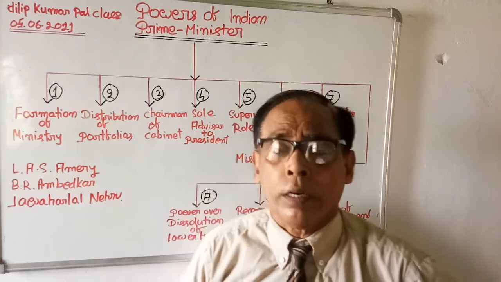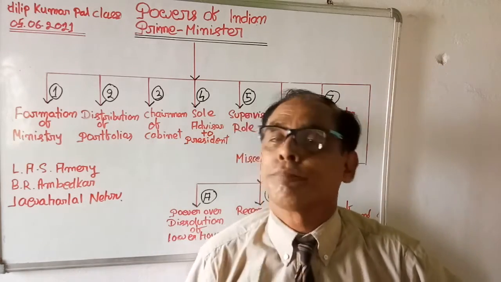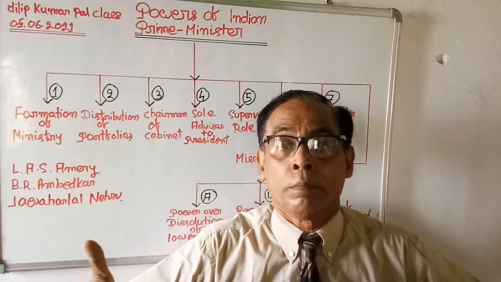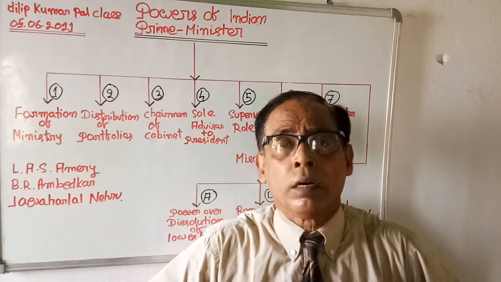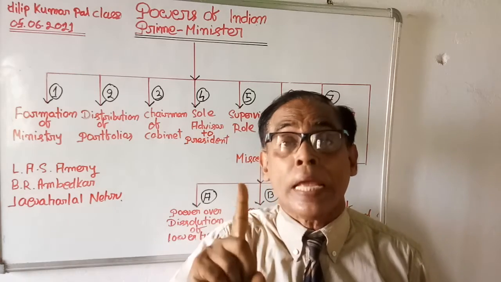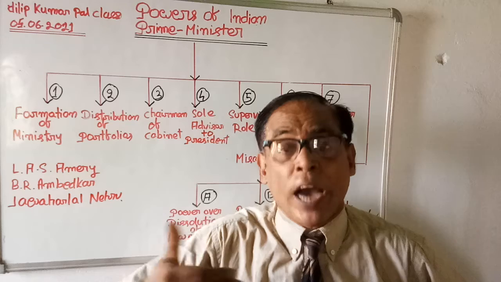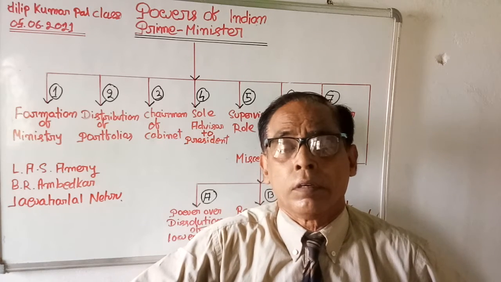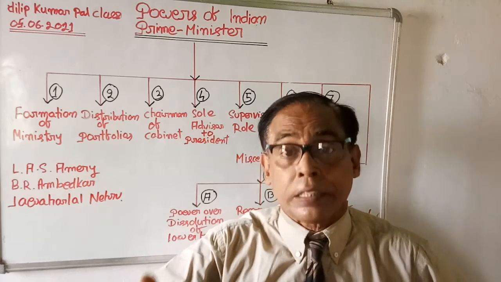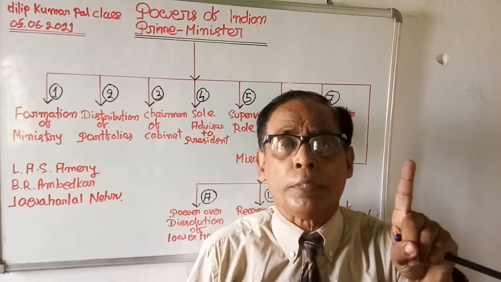Then the fourth important power of the prime minister is that he is the sole advisor to the president. The head of the country is the president, but he will work on the basis of advice of some person, and the prime minister is the main advisor to the president. He advises the president about different matters of administration. What is discussed in the Council of Ministers, he communicates it. He is the link between the Council of Ministers and the President.